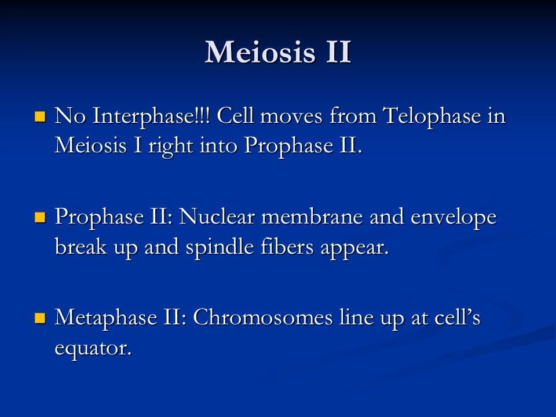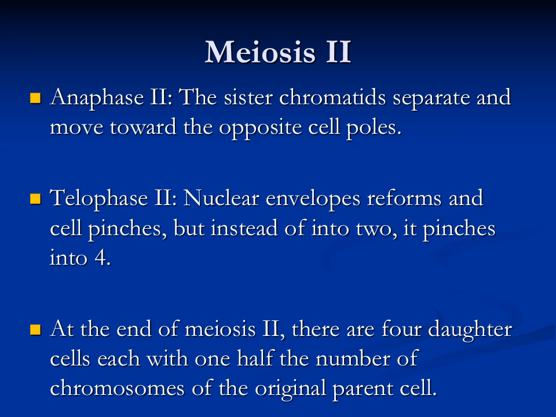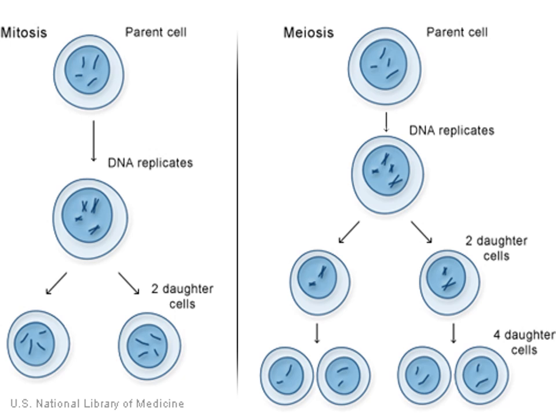is there's no interphase. It moves right from telophase into prophase II. Prophase II, same thing. Metaphase II, same thing. Anaphase II, same thing. Telophase II, same thing. Notice I'm not even giving you time to read it because I want you to know that it's the same thing. But at the end of Meiosis II, there are 4 daughter cells, each with 1/2 the number of chromosomes of the original parent cell. And that'll make sense to you in just a second when you see a visual.